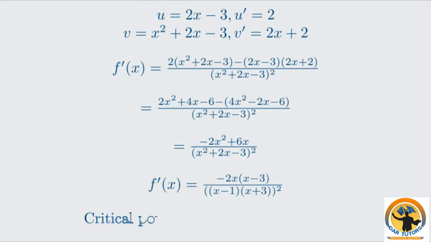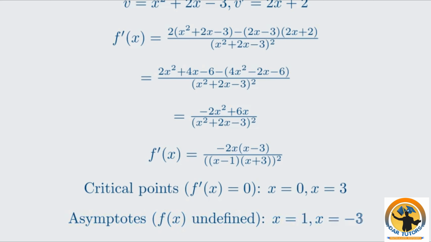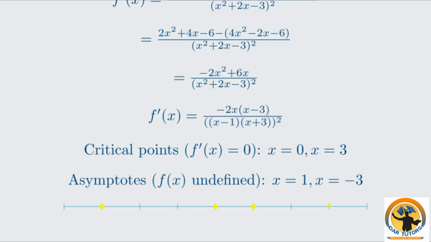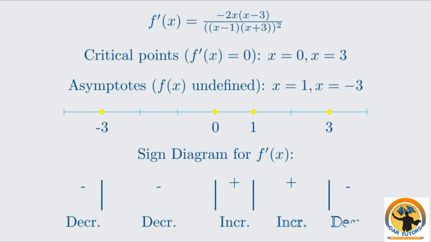Now, we find the critical points by setting the numerator to 0, which gives x equals 0 and x equals 3. We also need to consider the points where the function is undefined, which are the vertical asymptotes at x equals 1 and x equals -3. These 4 points divide our number line. We test a value in each of the 5 intervals. The denominator is always positive because it's a square, so we only need to check the sign of the numerator, negative 2x times (x minus 3). This gives us a sign diagram of minus, minus, plus, plus, minus.